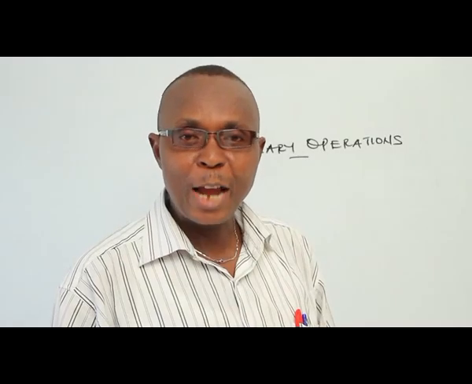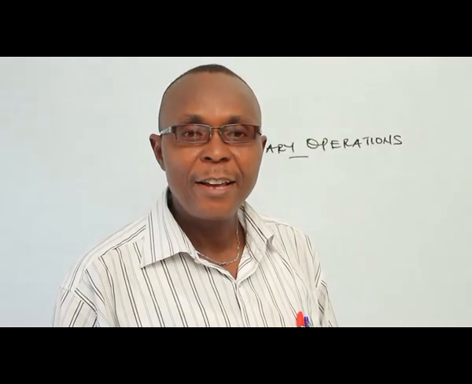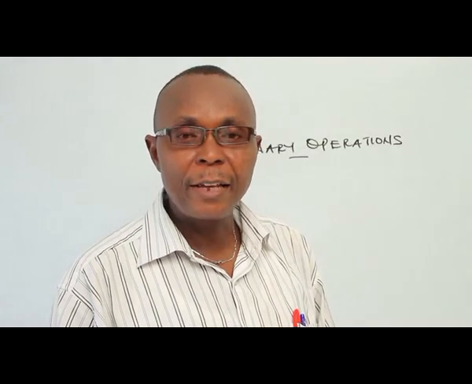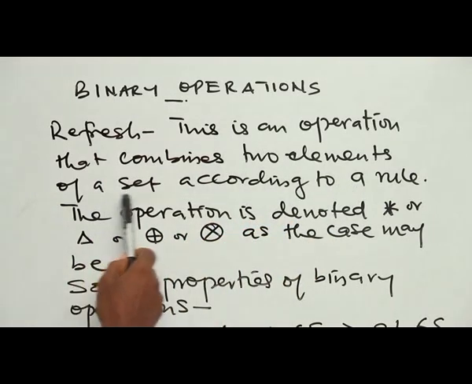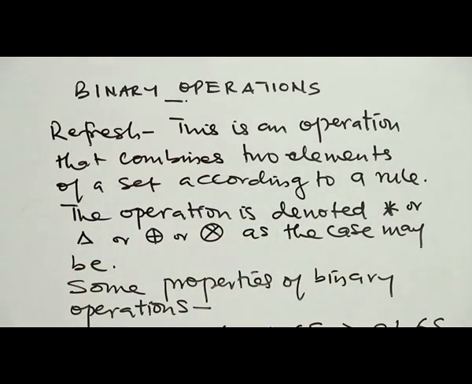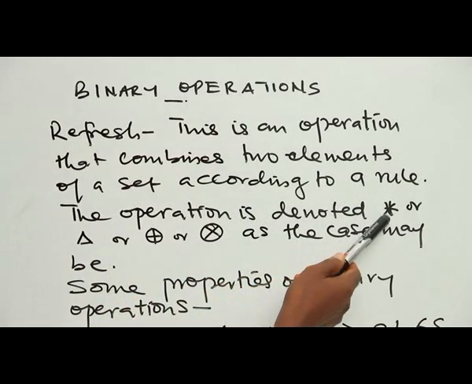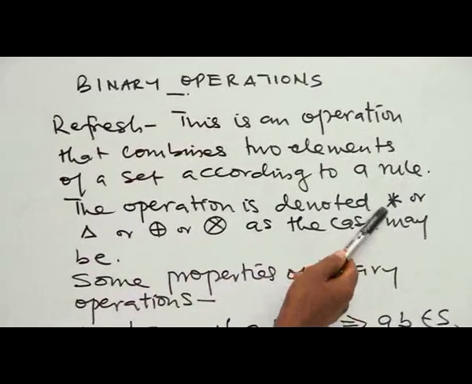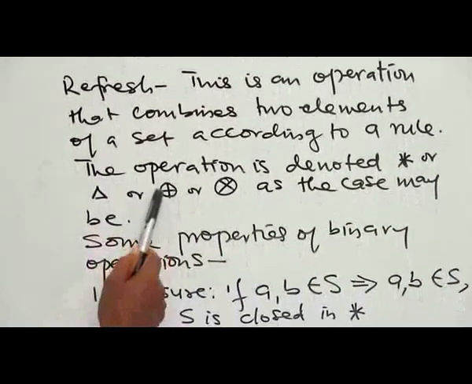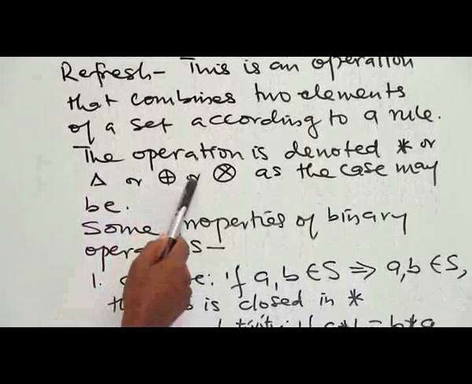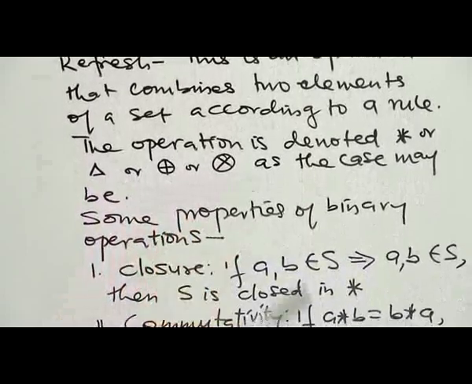Today, we shall be looking at binary operations. The word binary means two. We shall refresh on binary operations. This is an operation that combines two elements of a set according to a rule. The operation is denoted star or asterisk, as the case may be, or a delta symbol, or an addition symbol defined, or a multiplication symbol defined, as the case may be.